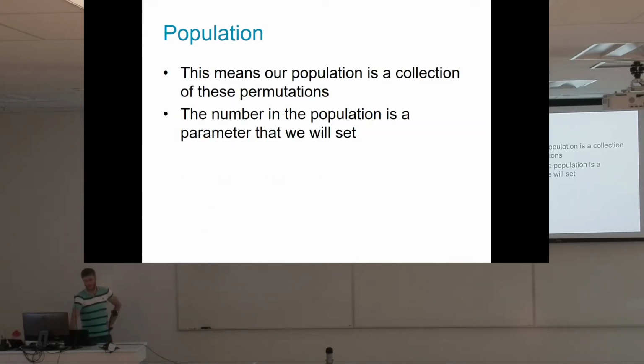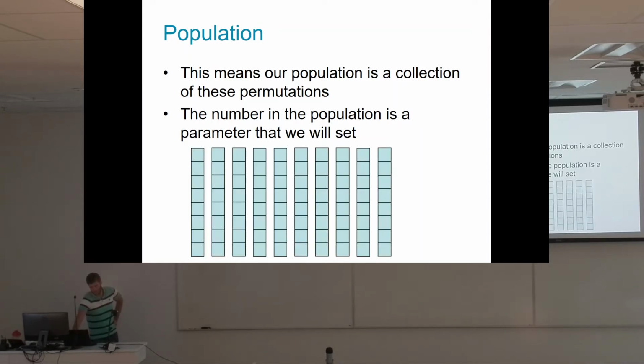Population, we've got a population of these permutations. The number in the population is a settable parameter, so maybe this is 1, 2, 3, 4, 5, 6, 7, 8, 9, 10. Perfect. I'm going to make a population of size 10, which is very small for an evolutionary algorithm. But it's population size 10. Pretend there's a unique permutation. Maybe they're not unique, but they're permutations. I've got 10 of them. So I now have 10 possible candidate solutions.